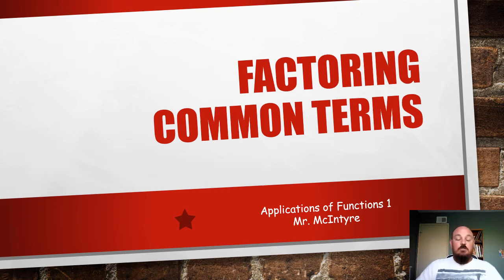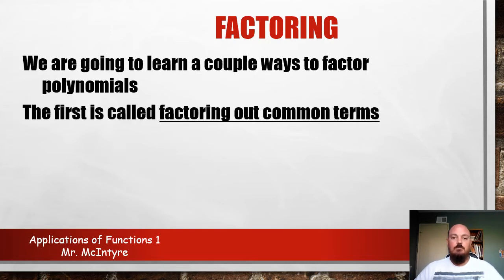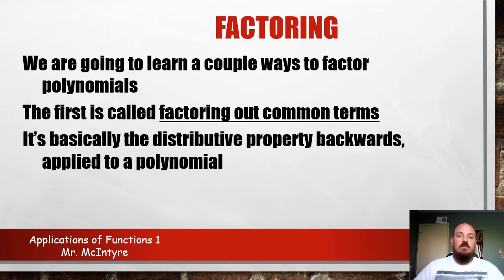Today we're going to learn how to factor out common terms from a polynomial. And basically, over the next couple weeks, we're going to learn a lot of different types of factoring. So this is the first one. And as I mentioned, it's called factoring out common terms. Now what it actually is, is the distributive property, which is something we just talked about last week, but worked backwards.